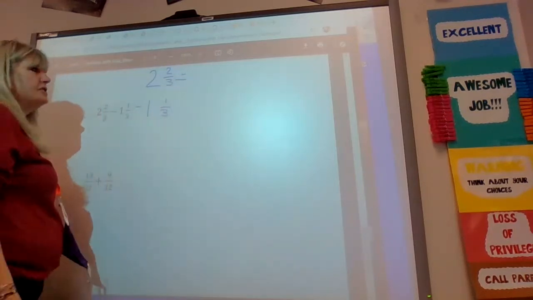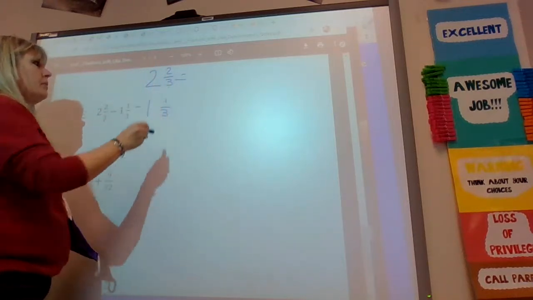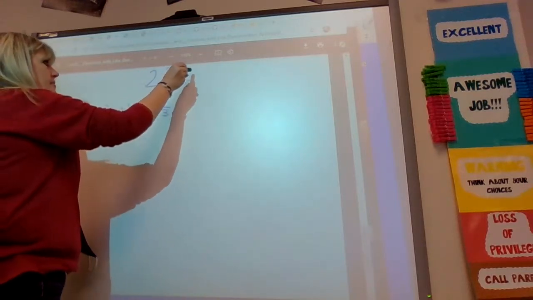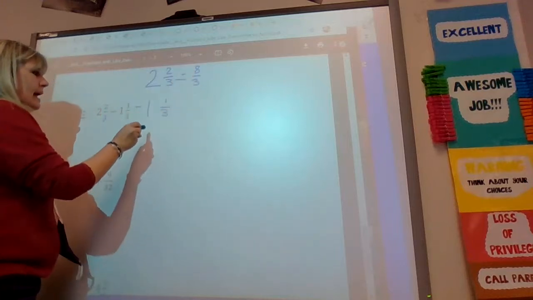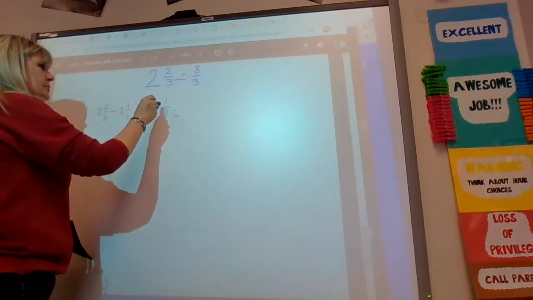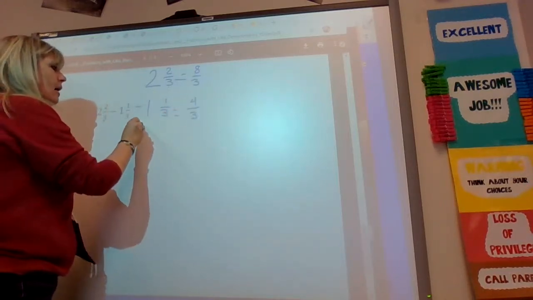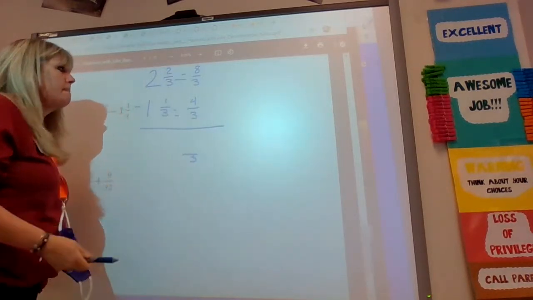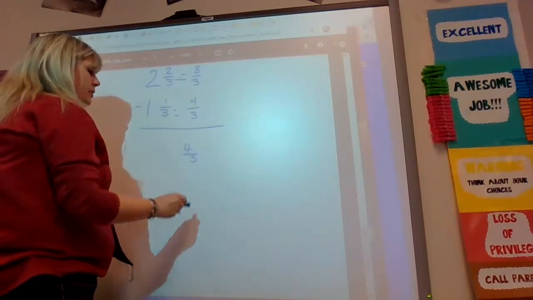So 2 and 2/3 to an improper fraction. Denominator times the whole number. 3 times 2 is 6, plus 2 is 8, so 8/3. And for the denominator, 1 times 3 is 3, plus 1 is 4, 4/3. Now I can do the operation. My denominator is going to be 3. 8/3 minus 4/3 is 4/3.